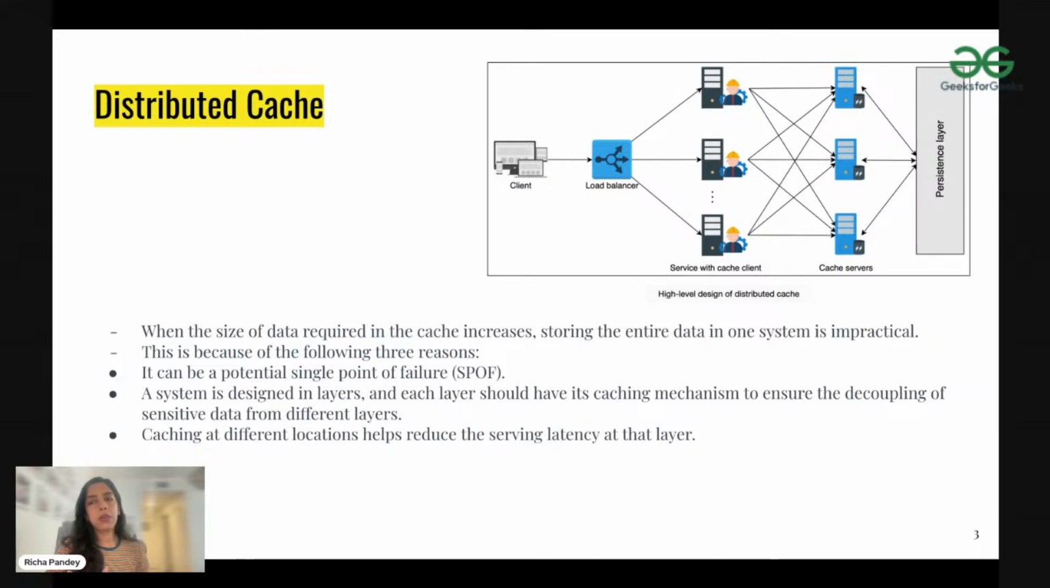If the cache goes down, it will have to go through the database, and meanwhile we can try to have another cache up and running. So again, it will not be a scalable solution, because if the cache goes down, you are just slowing the system. So in that case, we have to avoid the single point of failure and bring more caches into the system. Now, the second point is a system is designed in layers, and each layer should have its caching mechanism to ensure the decoupling of sensitive data from different layers.